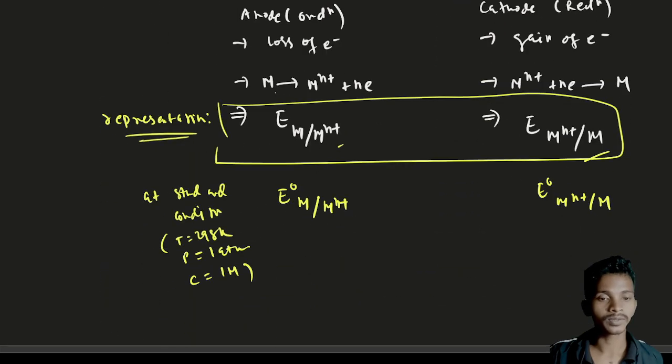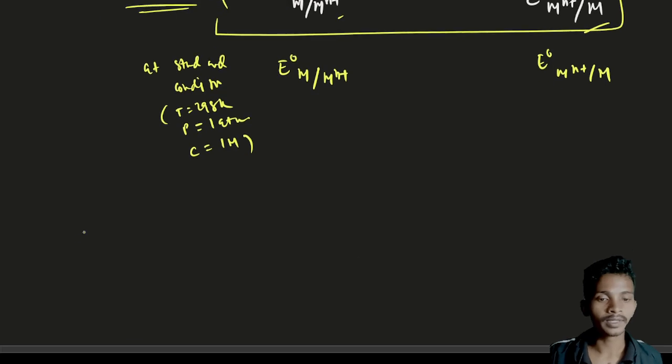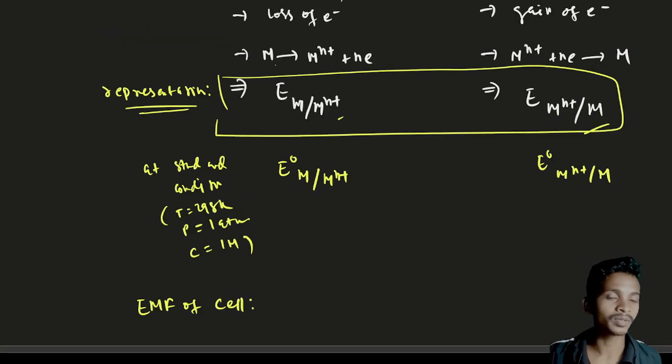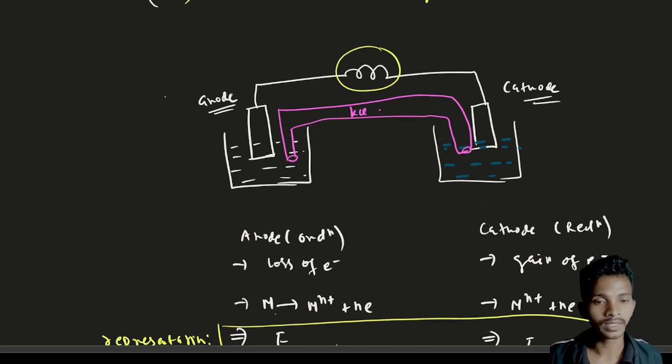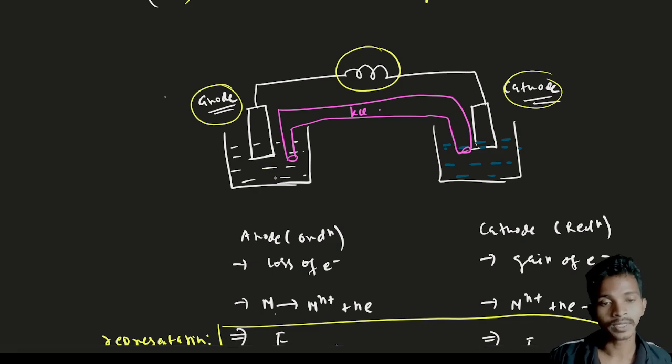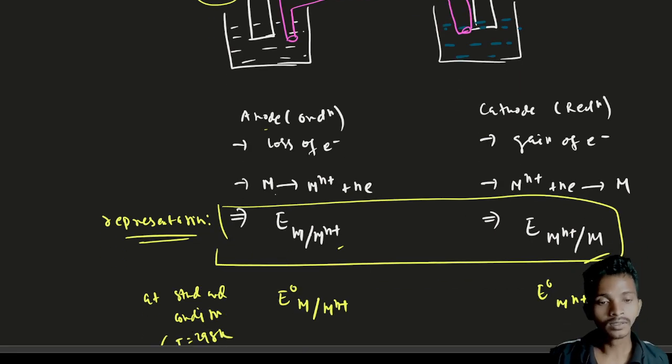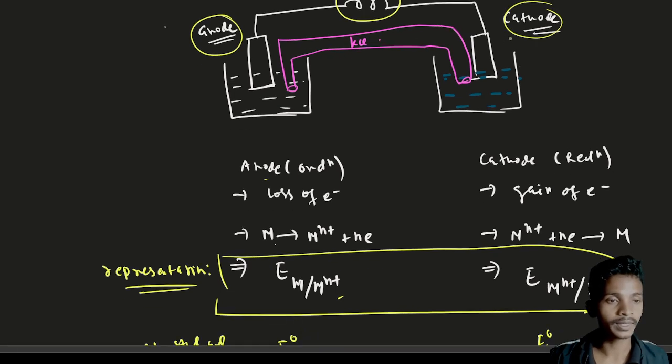So the next term that came is the EMF of the cell. What do we mean by EMF of cell? We have two electrodes, one is the anode and the other is the cathode. The potential difference created at the anode is called oxidation electrode potential, and the potential difference created at the cathode we call reduction potential.